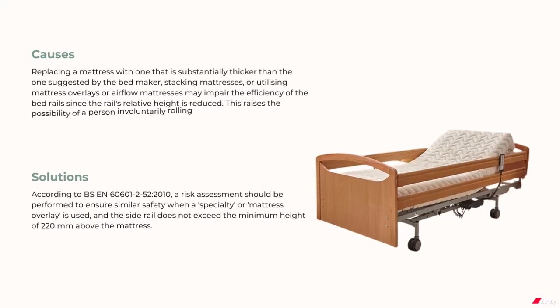Causes. Replacing a mattress with one that is substantially thicker than the one suggested by the bed maker, stacking mattresses, or utilizing mattress overlays or airflow mattresses may impair the efficiency of the bed rails since the rail's relative height is reduced. This raises the possibility of a person involuntarily rolling or falling over the top of the bed rail.